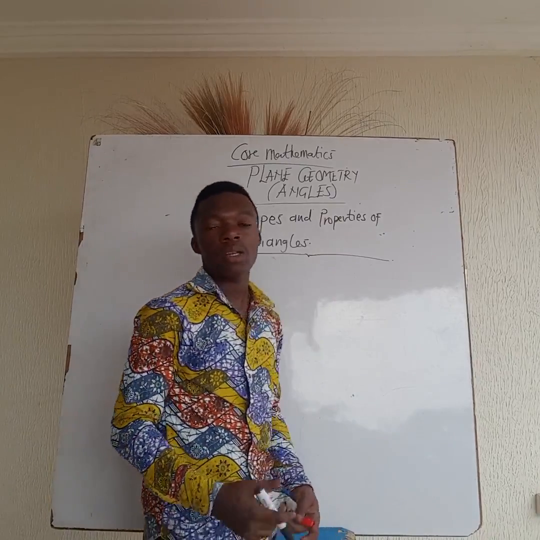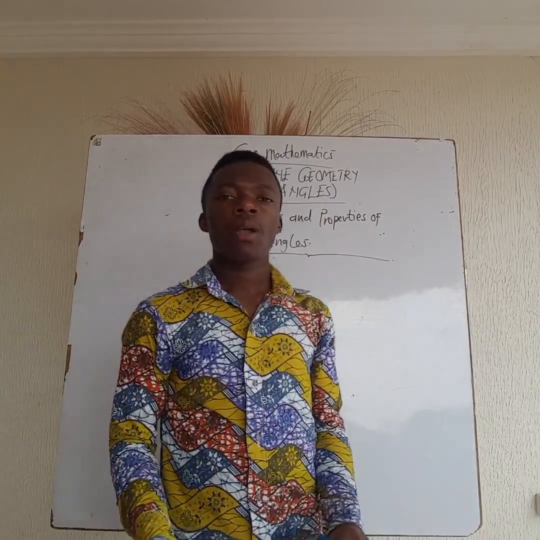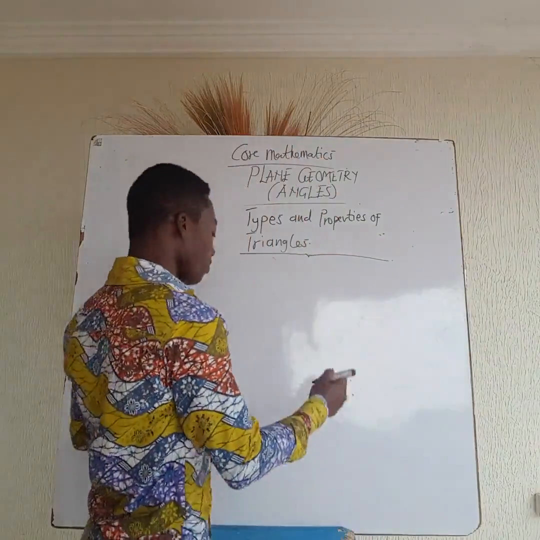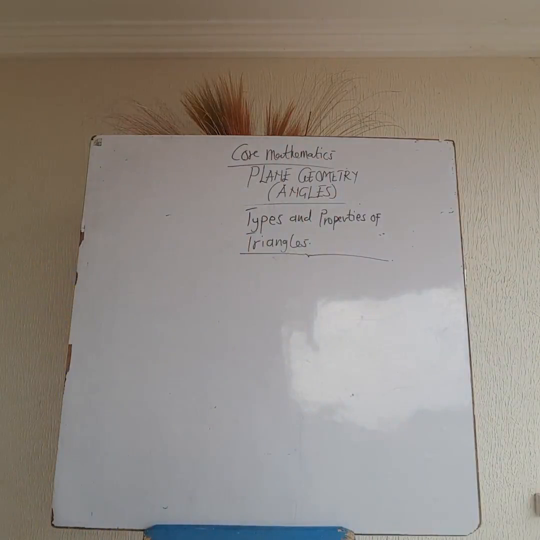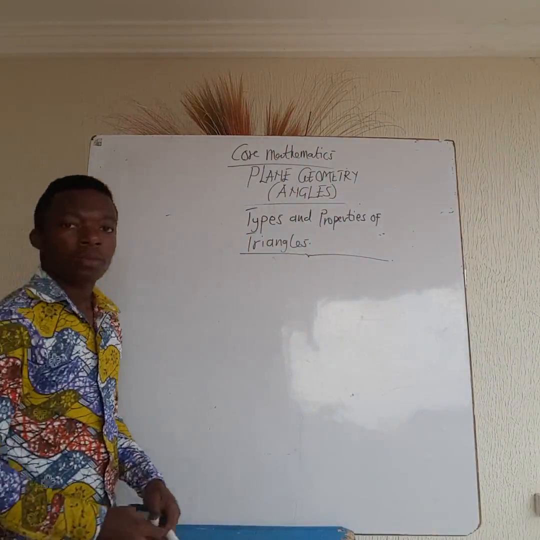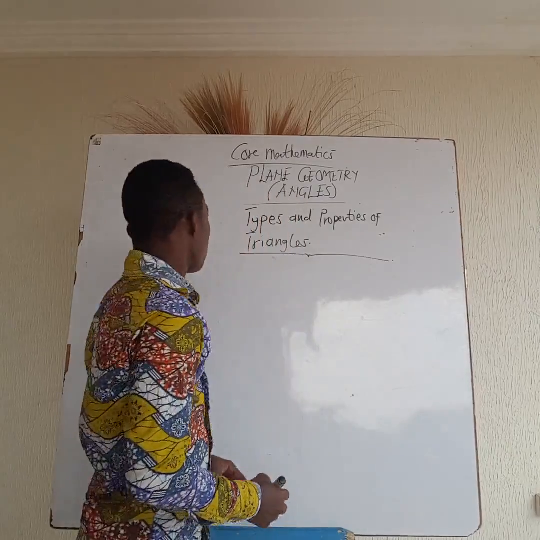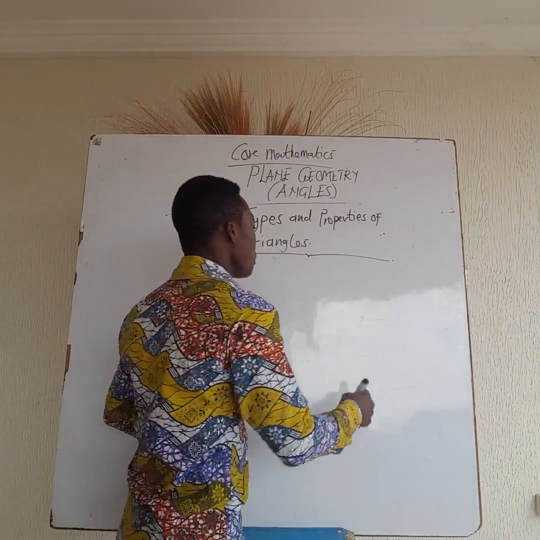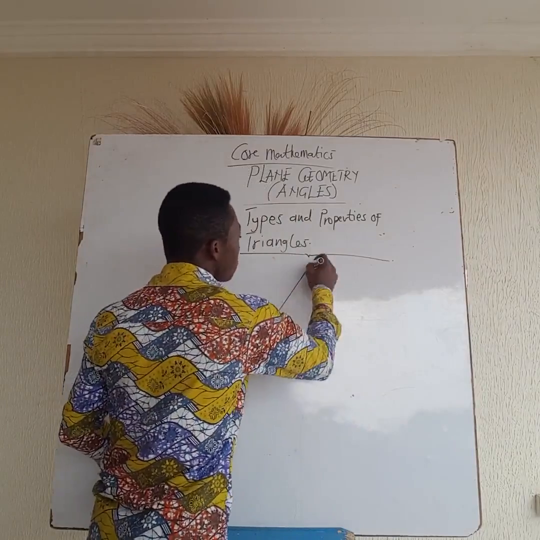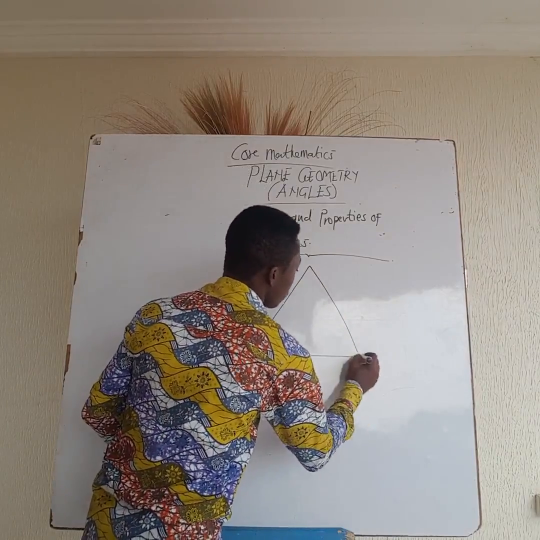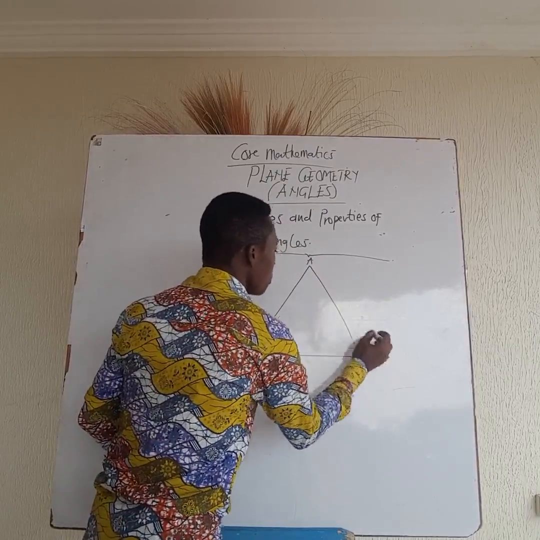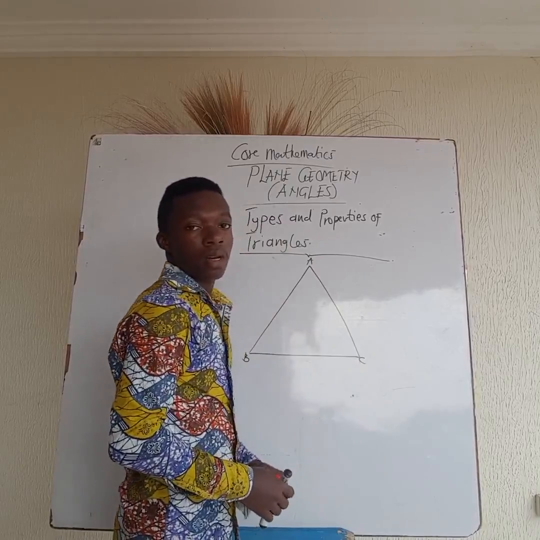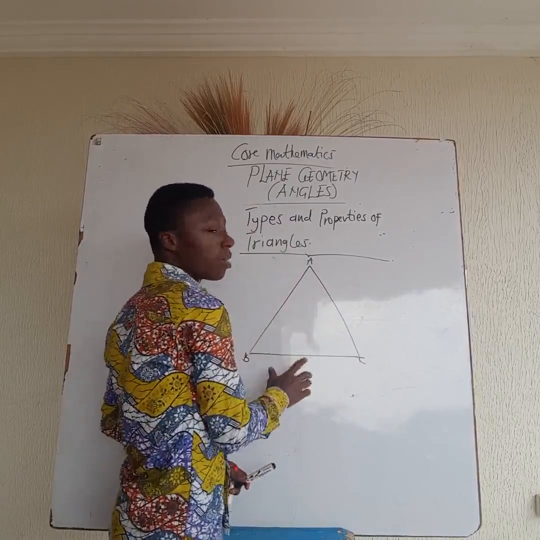What is a triangle? A triangle is a regular polygon with 3 sides, right? So if I have this as my triangle, let's say triangle A, B, C, it's a polygon with three sides: 1, 2, 3.